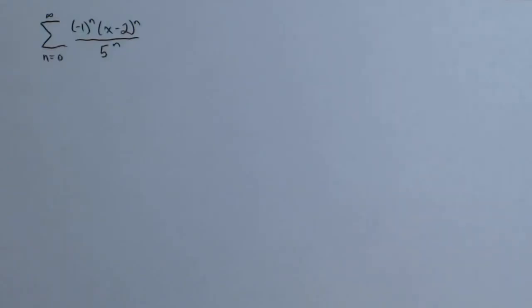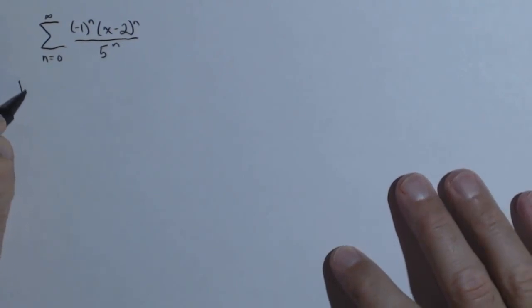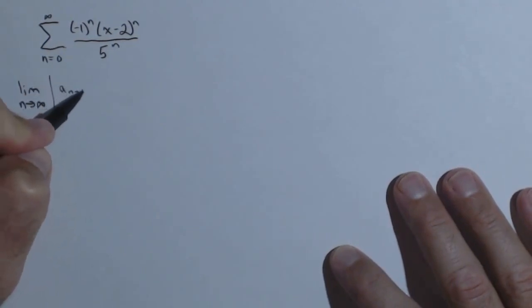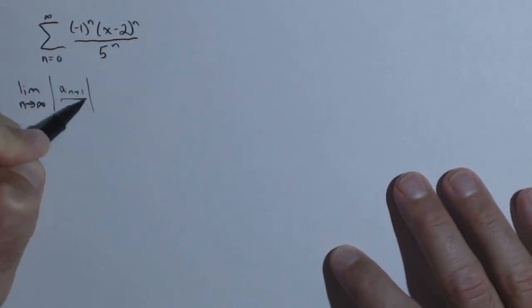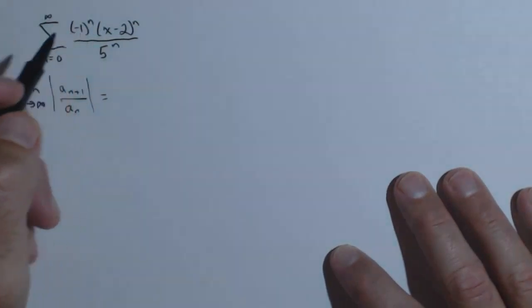We're going to find the interval of convergence for the following power series. And the way we do that is we start off with the ratio test, the limit as n goes to infinity of a sub n plus 1 over a sub n, or basically a sub n plus 1 times the reciprocal of a sub n.